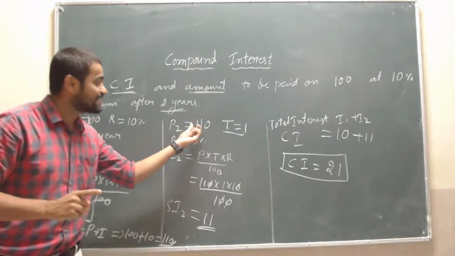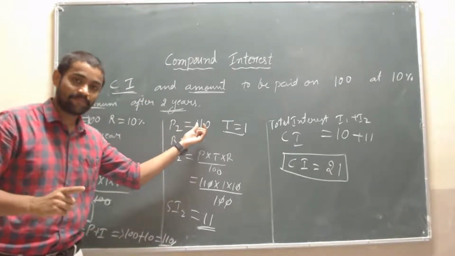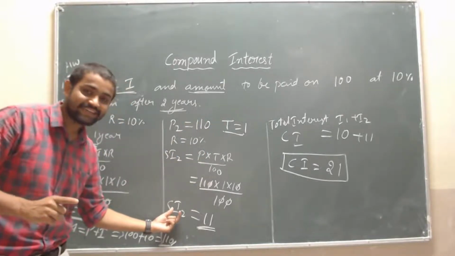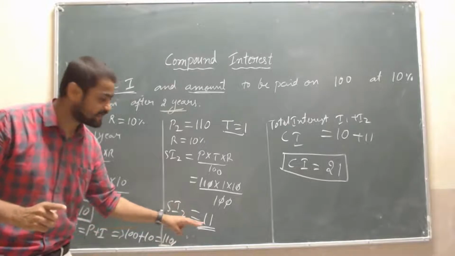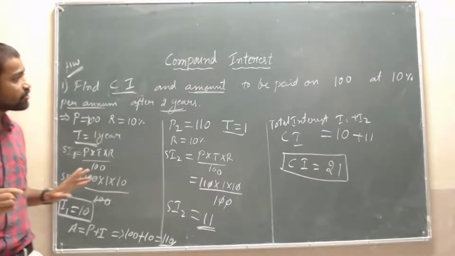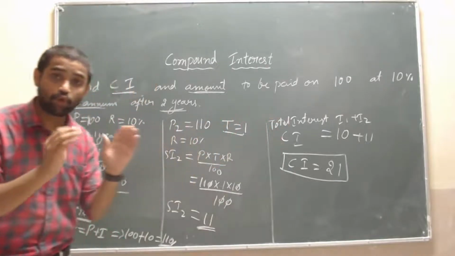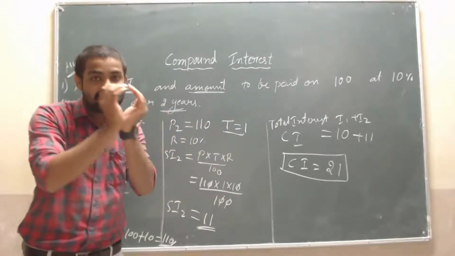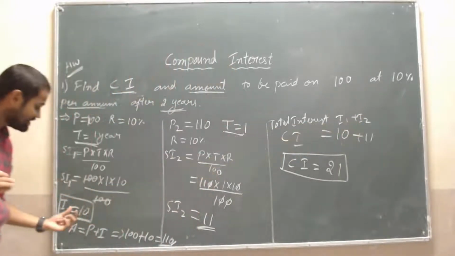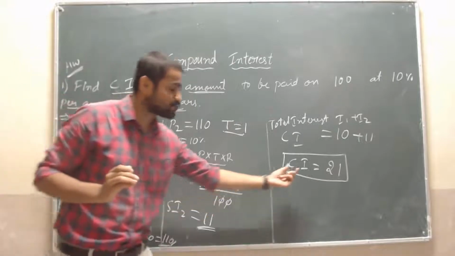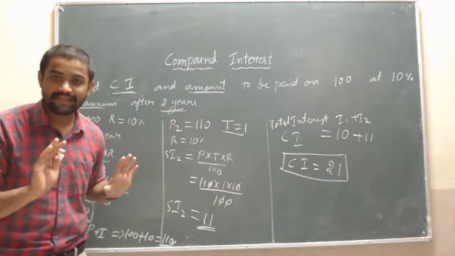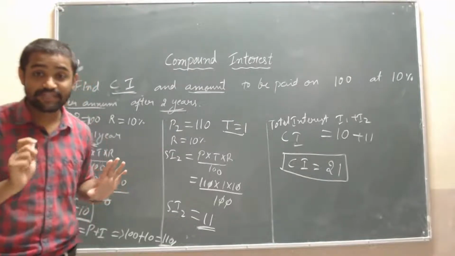Then it becomes the principal amount for second year, and as usual what we did, we will get the simple interest for second year is 11 rupees. Okay, then we have to find out compound interest is equal to interest for first year and interest for second year, that is I1 plus I2. I1 is 10 rupees and I2 is 11 rupees, and compound interest is equal to 21 rupees. Is it clear? Yeah, very good, students.